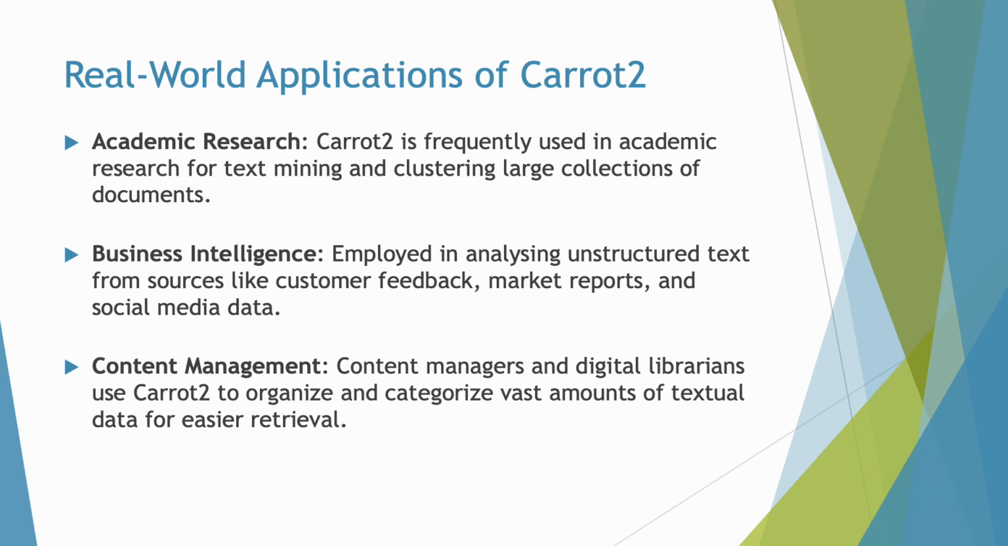In business intelligence, Carrot 2 helps analyze unstructured text from sources like customer feedback and social media, providing insights that inform business strategies. Content managers and digital librarians also use Carrot 2 to organize and categorize vast amounts of textual data, making retrieval and management more efficient. These examples show Carrot 2's versatility in handling and structuring large-scale text data across various fields.